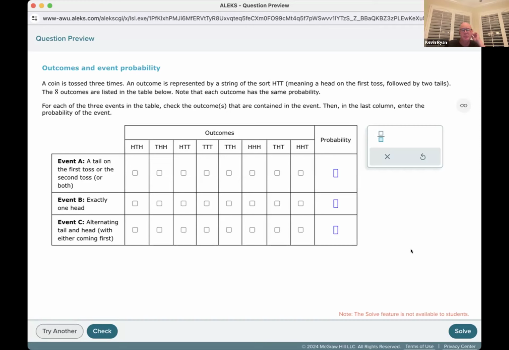So we have a coin is tossed 3 times. We have all the outcomes here. There are 8 outcomes. So my denominator here will be 8 every time. Event A, a tail on the first toss or the second toss or both. A tail on the first or second toss.